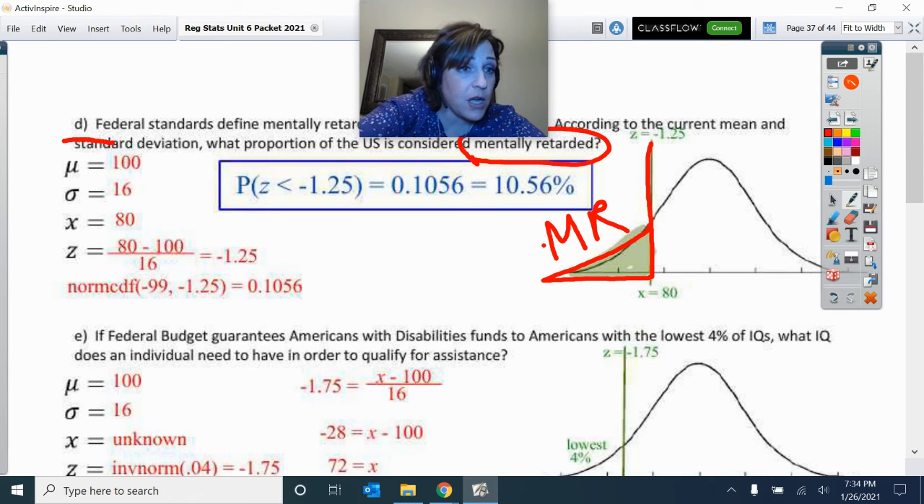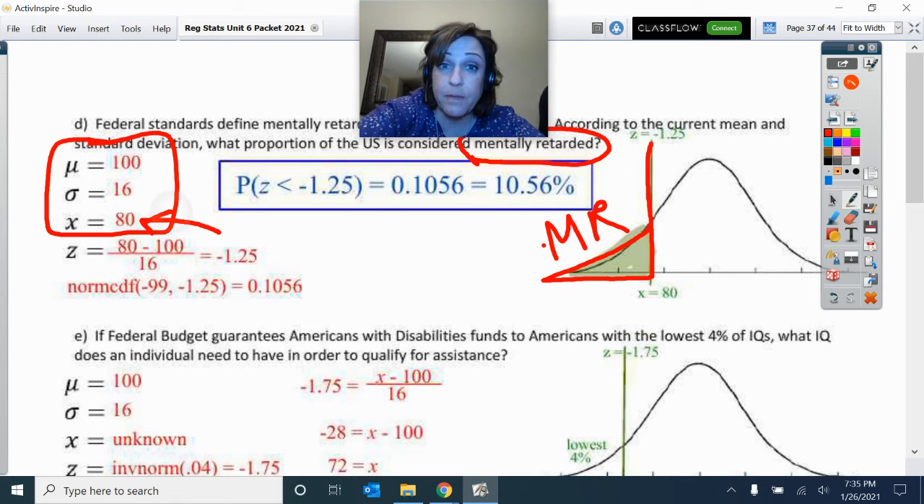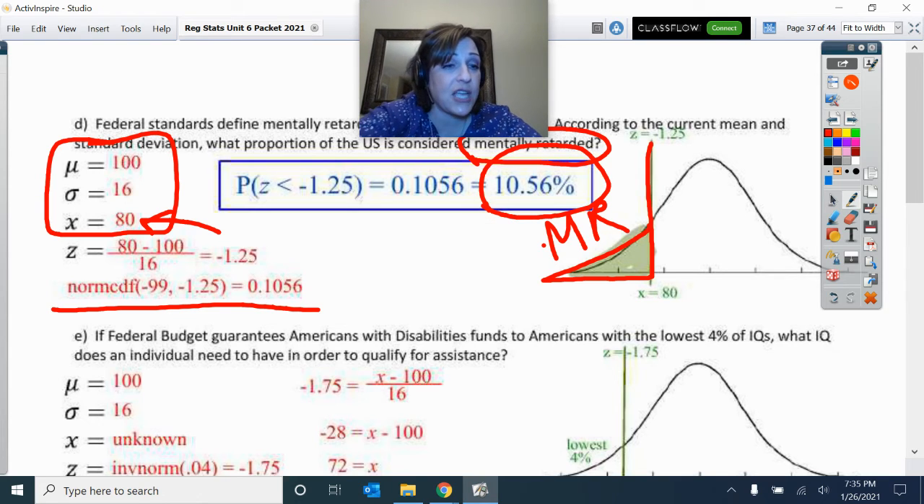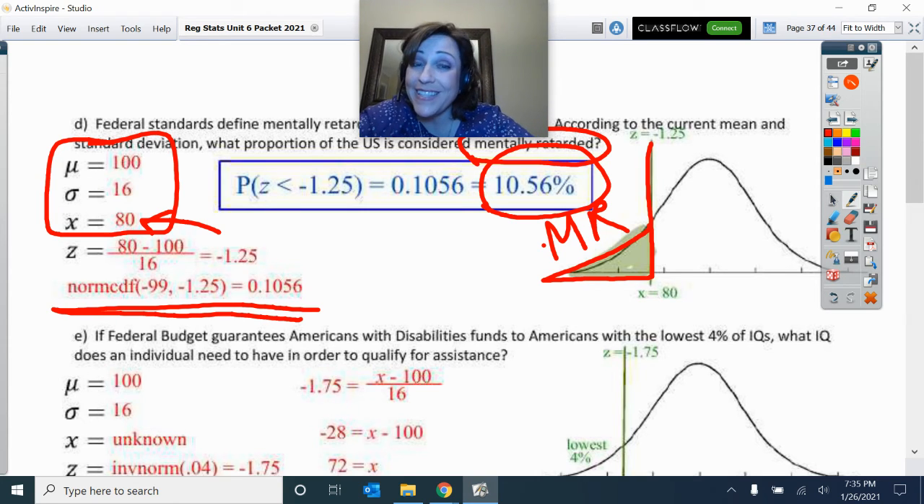So we found our z-score for an x value of 80. And so then that tells us that the classification of that below 80 on an IQ, about 10.56% of the population has that. You had to norm CDF from negative 99 to negative 1.25. Okay? But now this is where it gets interesting.